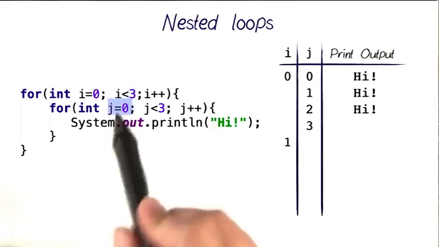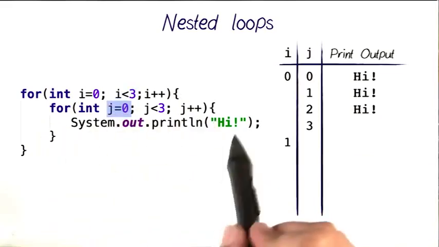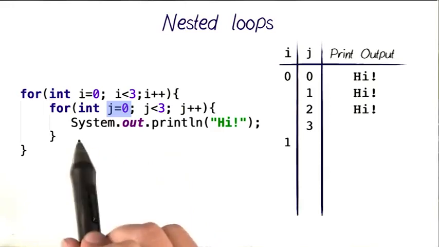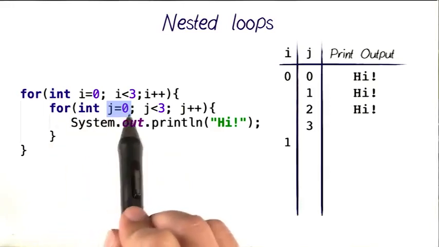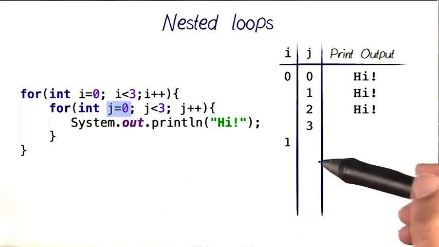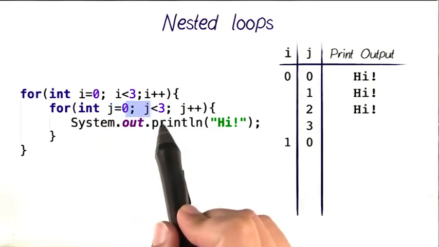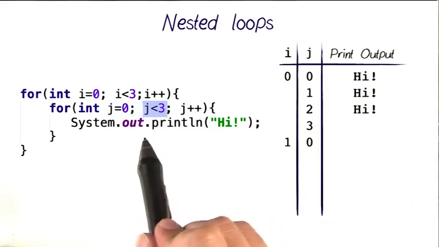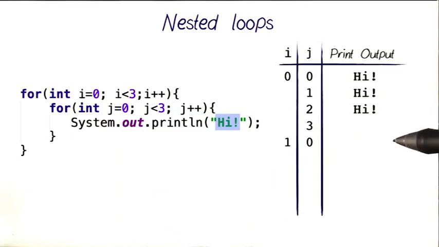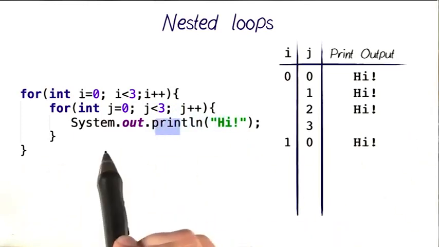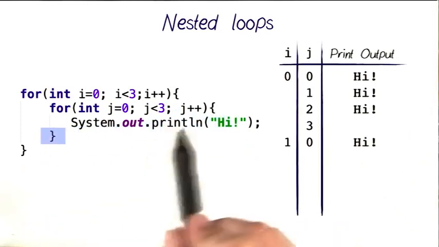That means we step into that loop. Now that we've stepped into this outer loop, we see this inner loop all over again. So we start from the beginning, including the initialization step, and j goes back to 0. So we check if j is less than 3, which it is, and then we start printing again. So hi gets printed out, and then we reach the closing bracket of the inner loop.